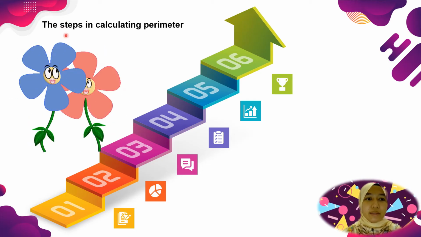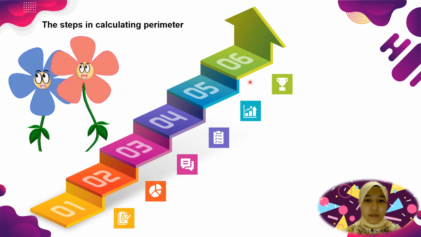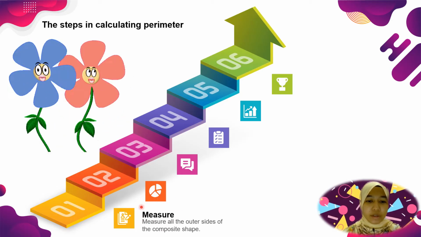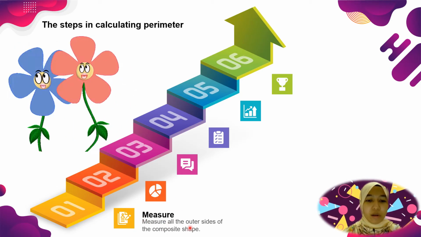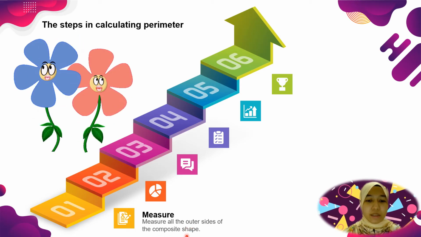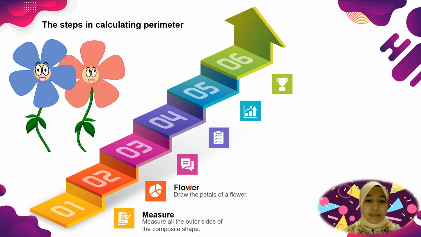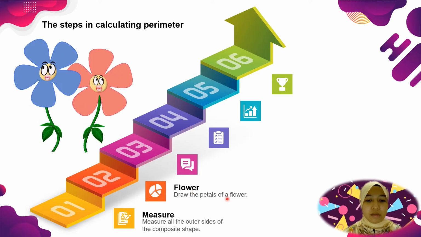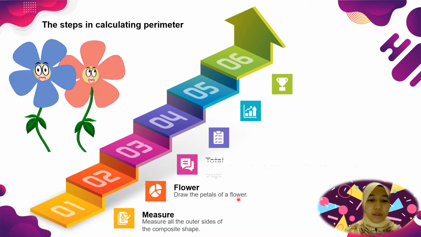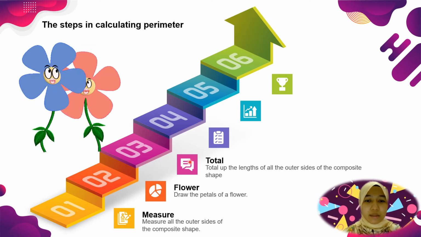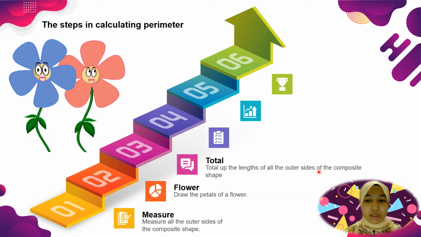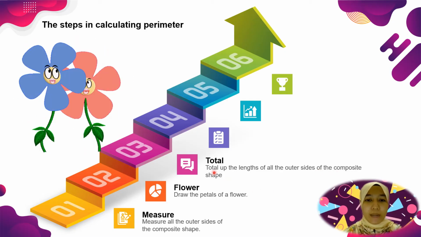There are 6 steps in calculating perimeter. The first step is measure. You must measure all the outer sides of the composite shape. The second step is flower. You need to draw the petals of a flower. The third step is total. Total up the lengths of all the outer sides of the composite shape.